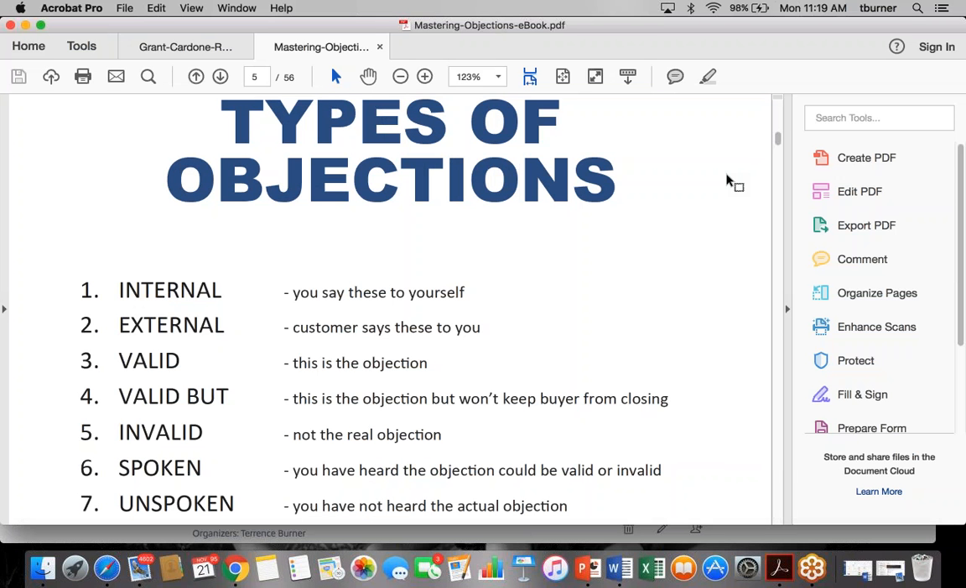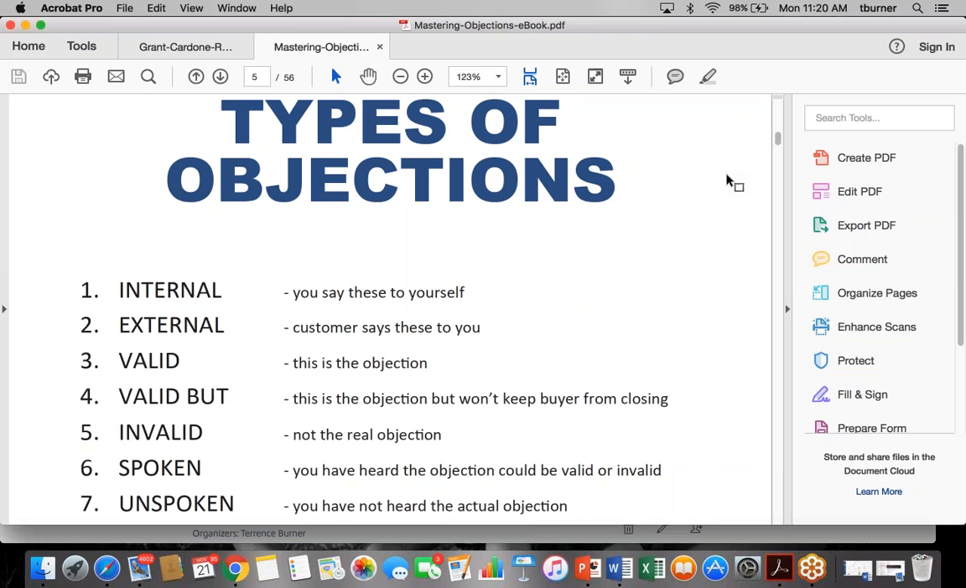Okay, so today we're going to talk about the types of objections that you may receive as you're working through cases, whether you're trying to schedule someone, you've met with them, or you're trying to move them through the close. These are 7 types of objections. The first one you have is the internal objection.